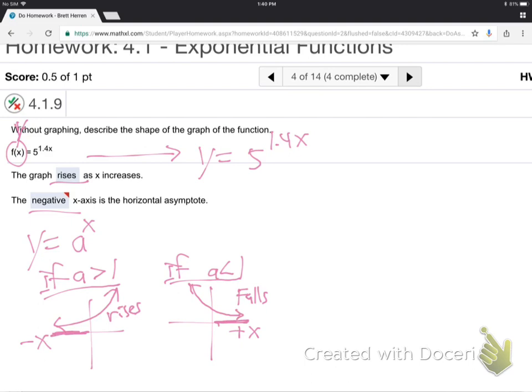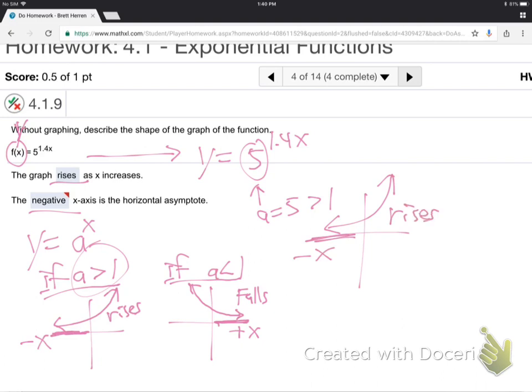So what do we have here? Well, here's our base right here. Here's all we care about. We don't care about anything else. That's our a, which is 5, which is certainly greater than 1. So it's going to look like this, isn't it? Which means it flattens out on the negative x-axis and it rises. That's why it rises. The negative x-axis is the horizontal asymptote. Is that good? Making sense how we identify that? It's all about that base number.